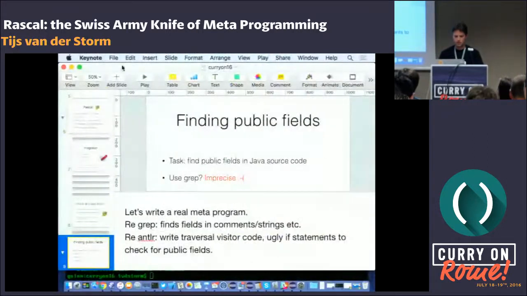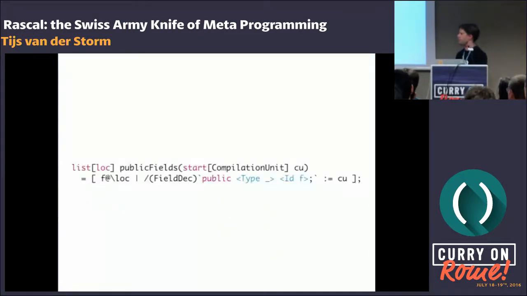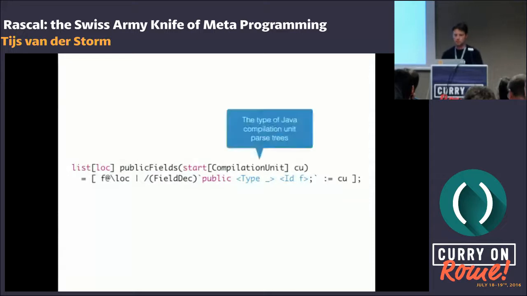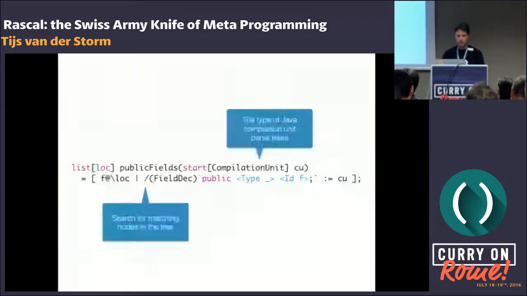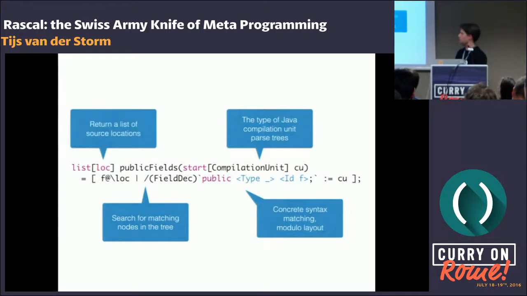Okay. So this was basically a warm-up thing, right? It fits on one slide. It's almost a one-liner. So what have we seen? We have a typed compilation unit that goes in. I search for matching nodes within that compilation unit using this pattern and this slash operator. Then I match against any kind of subnode in this tree to find the field that is actually public. And then I return a list of source locations in a list comprehension.